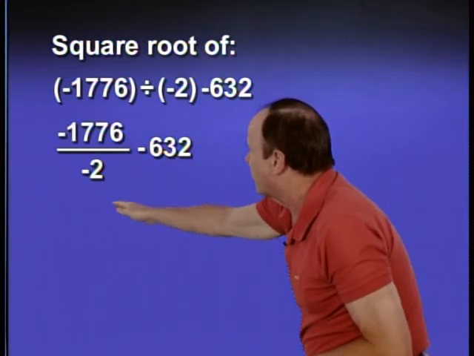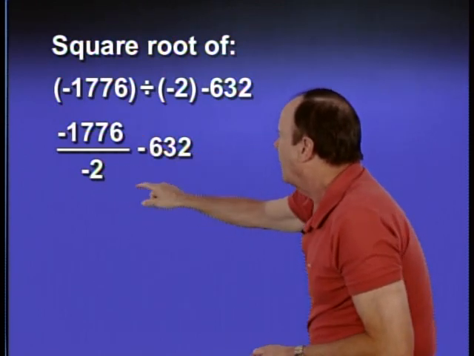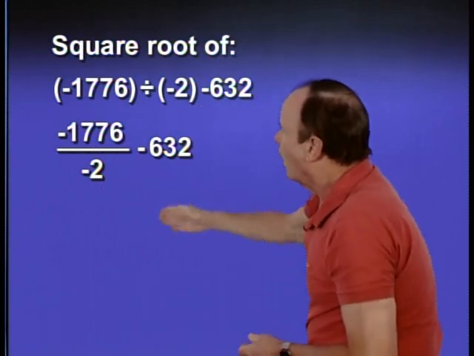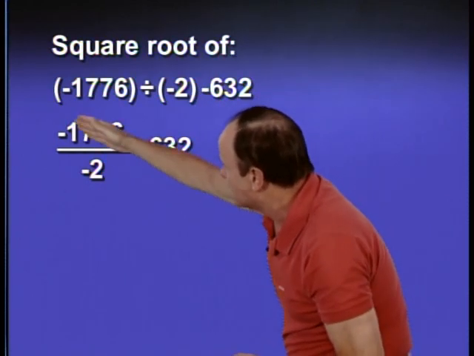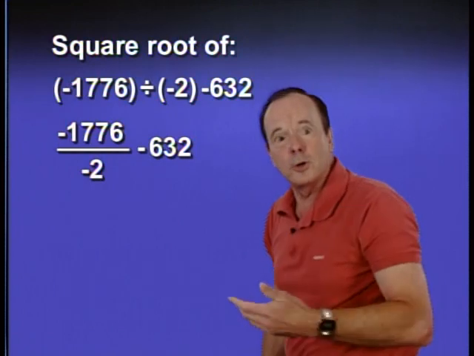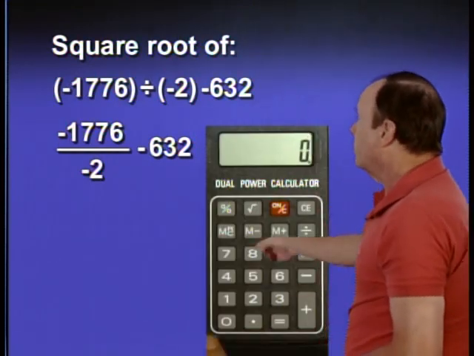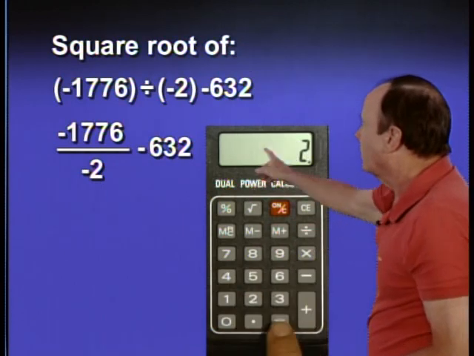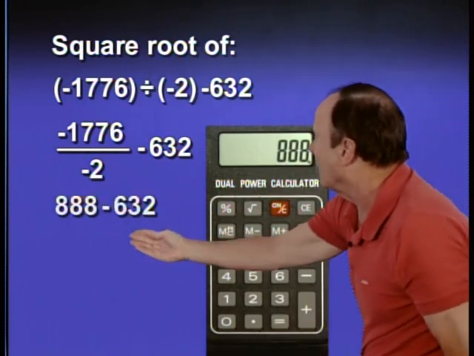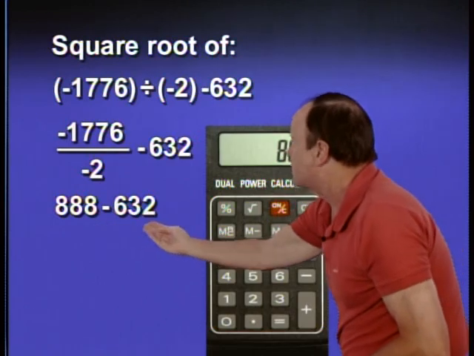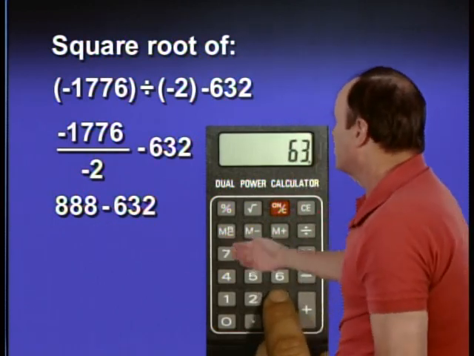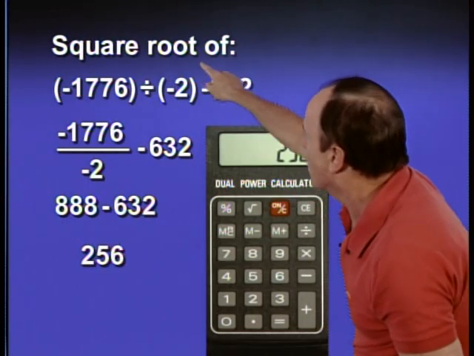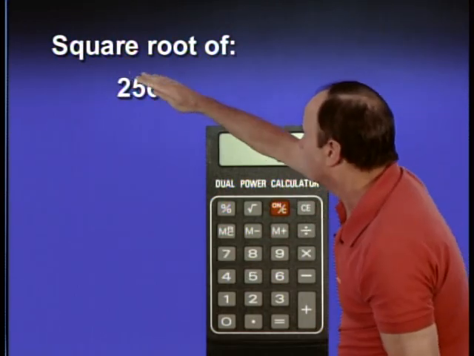So let's resolve the things in the parentheses to begin with, and minus 1776 divided by minus 2 can be expressed as a fraction, and that's kind of handy. And then you subtract 632 from that, and then take the square root of that, and we'll have our answer. Okay, first of all, these minus signs actually cancel each other out. So if you want to use your calculator to do this, all you have to do is take 1776 divided by 2, and you find out that that expression works out to 888. So now it's 888 minus 632, so all we have to do is subtract 632, and we get 256. Now they want to know the square root of this, so it's the square root of 256.